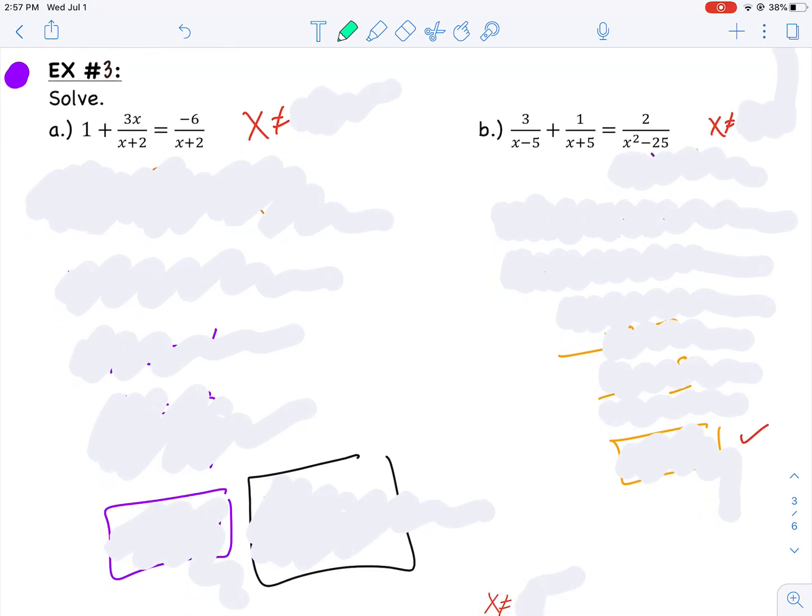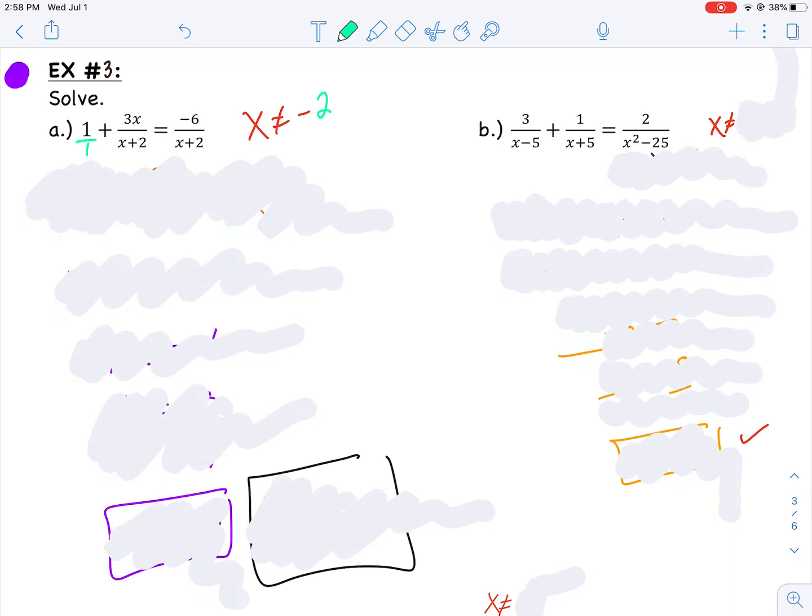So remember, anytime we have a rational equation, we have to look for our domain restrictions. Looking at A, it looks like we have three fractions: 1 over 1, 3x over x plus 2, and then negative 6 over x plus 2. For our denominators, if x plus 2 is set equal to 0, then our domain restriction is x cannot equal negative 2. Oh, that's an ugly 2. This is supposed to be a negative 2. All right, so that's our domain restriction.